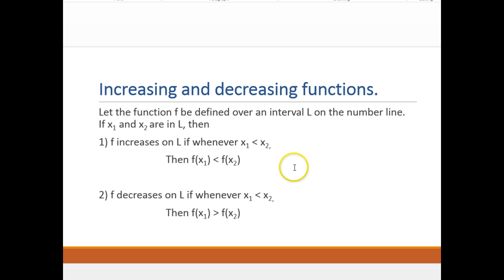I know this may sound like Greek right now, but I'm going to give the formal definition here. On the next slide, I'm going to explain it in much simpler terms. F decreases on L if whenever x1 is less than x2, then f of x1 is greater than f of x2. Well, what does all this really mean?